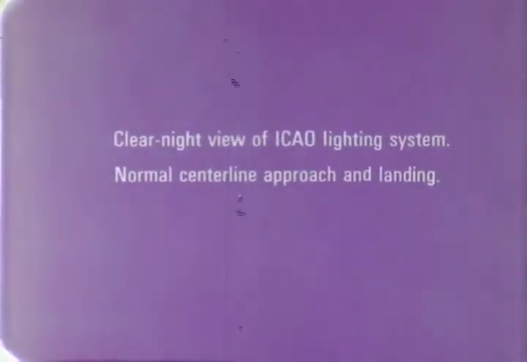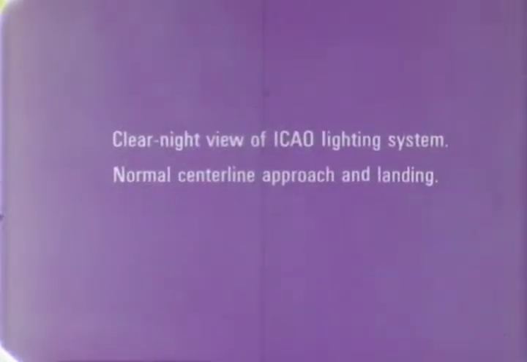Clear night view of a KO lighting system, normal centerline approach and landing. This approach is on a 2 1/2 degree glide slope. One of the best tools a pilot has under low visibility conditions is a vivid picture in his mind of what he expects to see. Then, when he gets visual cues, he can rapidly identify them and determine if he is properly positioned to continue safely.